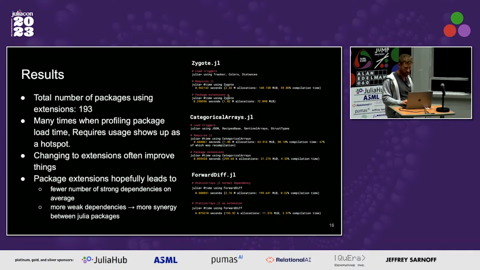If we move to package extensions, and of course we restart the Julia session, we load these triggers again, and then we load Zygote, and then it was 0.4 seconds or less. So that was a bit of an improvement.